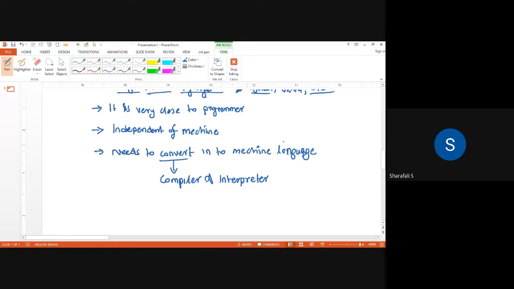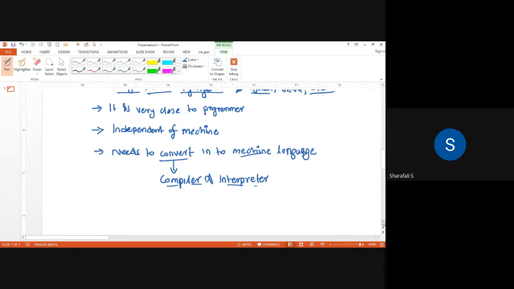So now we are considering high level language. This language can be understood by the programmer or by human beings very easily, and it is independent of machine. Because it is independent of machine, we need to convert that particular language into machine language before executing it. If you want to do any program, any kind of action based on that program, that has to be converted into machine language. And in order to do this conversion from the high level language to machine language, we need compiler or interpreter.